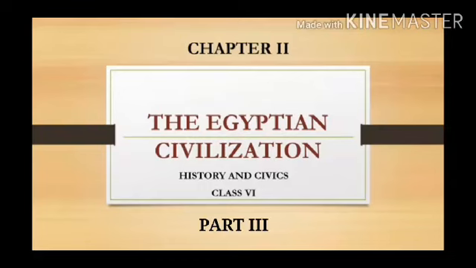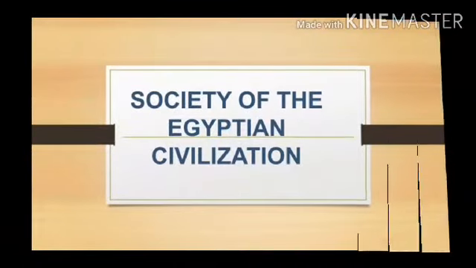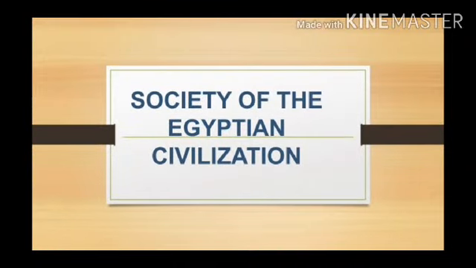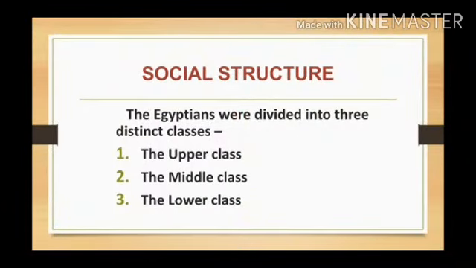Hello everyone. Today we are going to cover part 3 of chapter 2, the Egyptian civilization from your class 6 history and civics. The topic that we are going to cover in this part is society of the Egyptian civilization. Here we will learn about how was their society and their social life. Let us begin with the social structure.